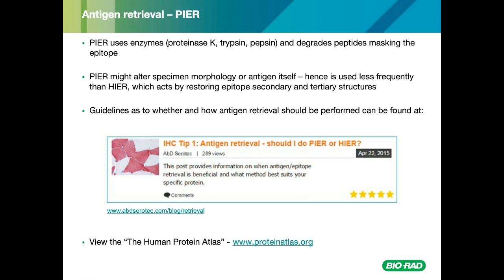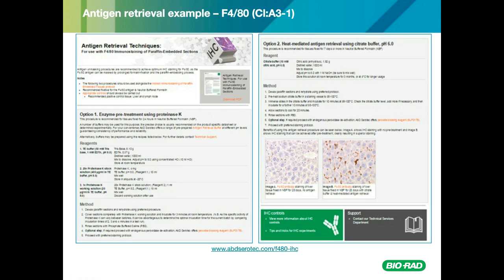For guidelines as to whether to perform HIER or PIER, please go to our blog and read the post entitled Should I do PIER or HIER? Also, the Human Protein Atlas might provide useful information as to what type of antigen retrieval and what buffer is most suitable for the detection of your antigen of choice. Often, antibody companies offer specific protocols for the antigen retrieval and detection steps of crucial markers. The example shown here is for the antigen retrieval of F4/80, a murine macrophage marker. Please feel free to go to abdserotech.com/F480-IHC to find out more.